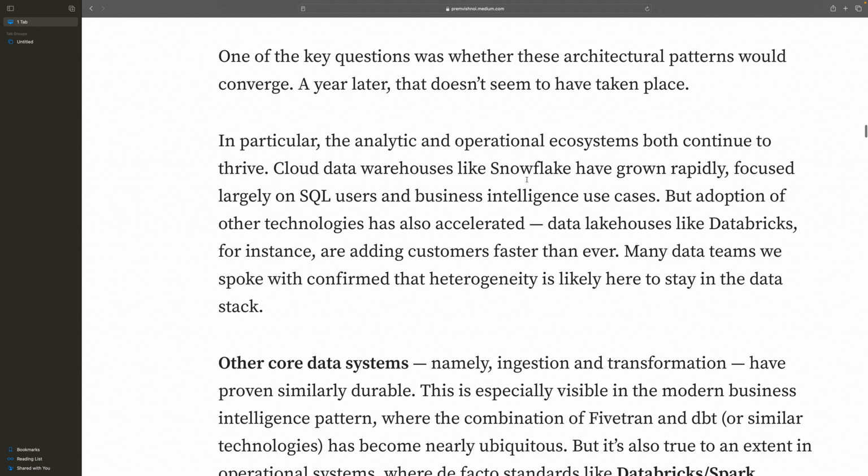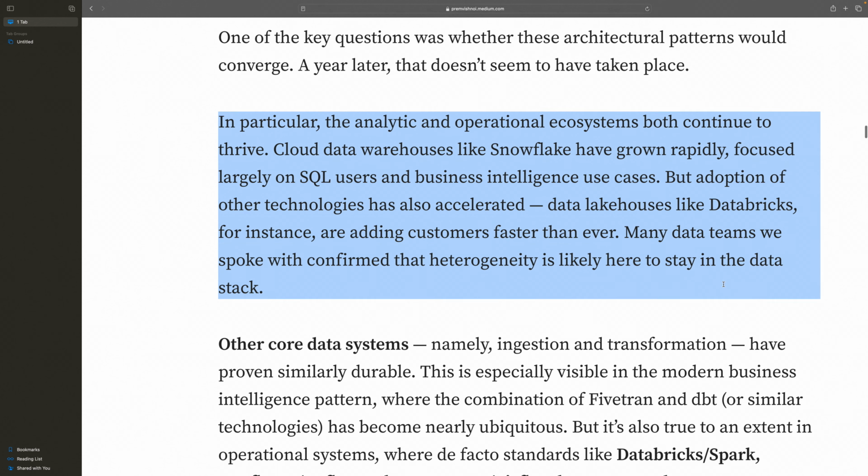Cloud data warehouses like Snowflake have grown rapidly, focused largely on the SQL user and business intelligence use case, but adoption of other technology has also accelerated. Data lakehouses like Databricks, for instance, are adding customers faster than ever. Many data teams we spoke with confirmed heterogeneity is likely here to stay in data stacks.